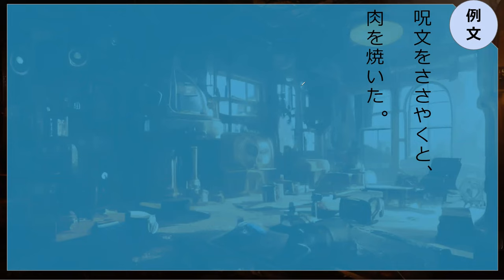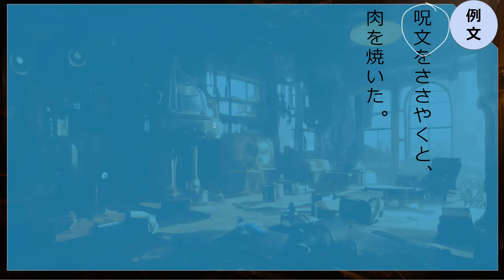Jumon o sasayaku to niku o yaku. Yaku means to burn, or to cook, to barbecue something, to roast. What's that food they grill? Yakiniku. Perfect. And a curiosity, is this jumon or juumon?